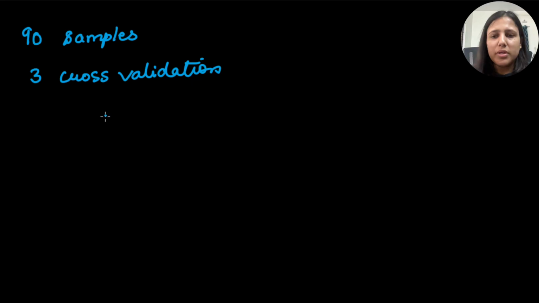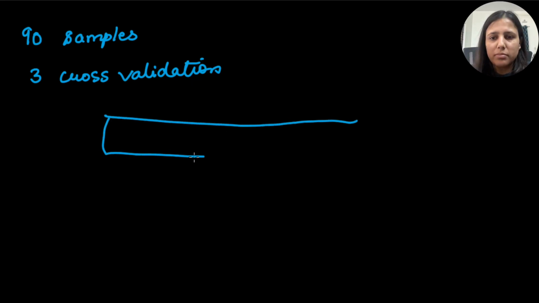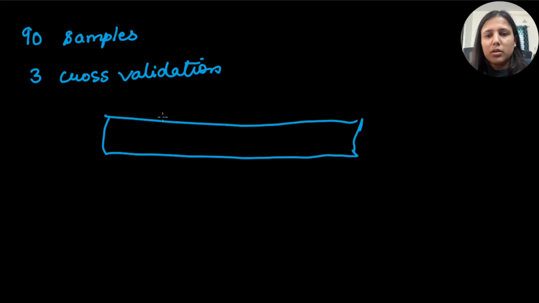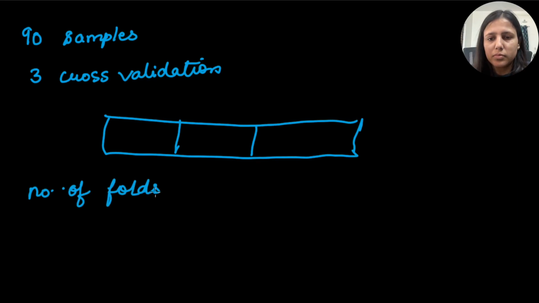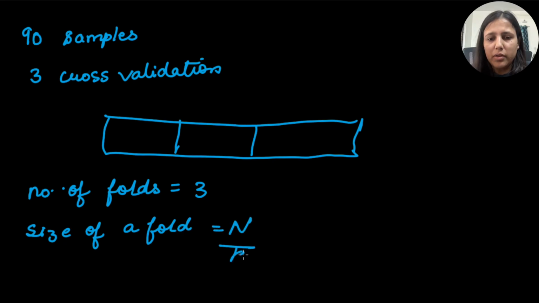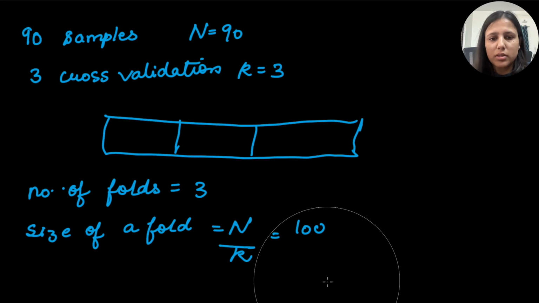So what will I do is, these are my 90 samples, let's assume. I'll divide them into 3 folds, right? So number of folds is equal to 3. Size of a fold is equal to n by k, where n is equal to 90 and k is equal to 3.